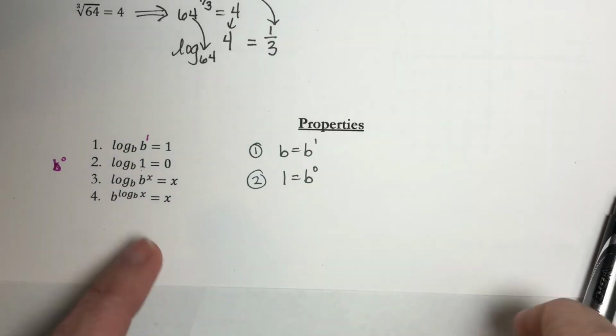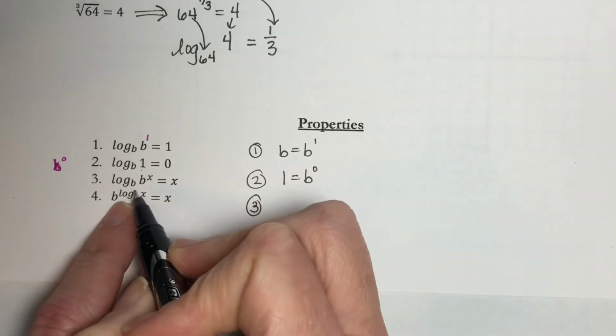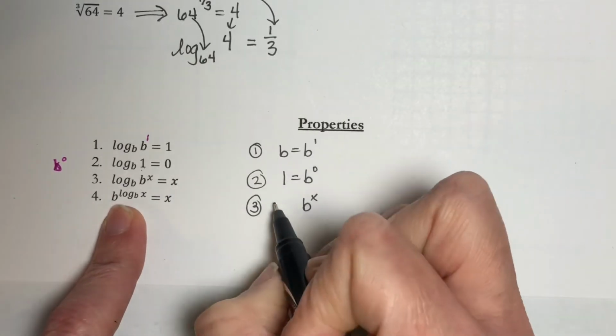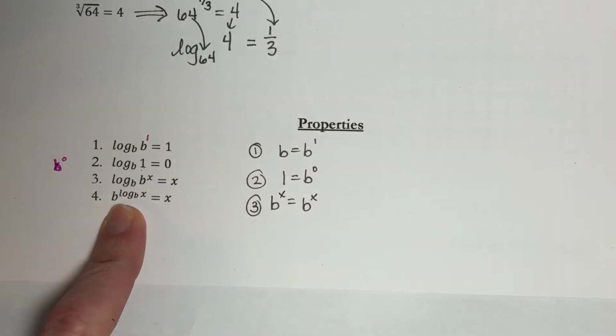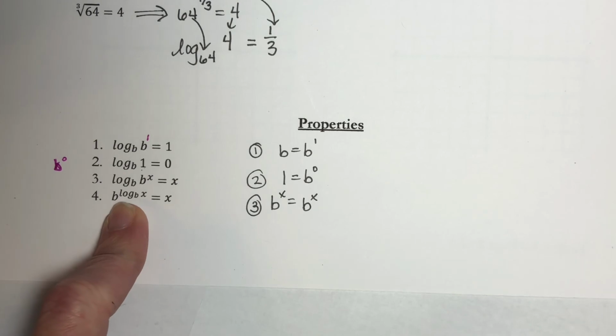Let's just switch this over to exponential form again. This b swoops over here and becomes b to the x power. And what comes right here? B to the x power. Again, something that is obviously true when it's in exponential form, not quite so obvious when it's in logarithmic form.